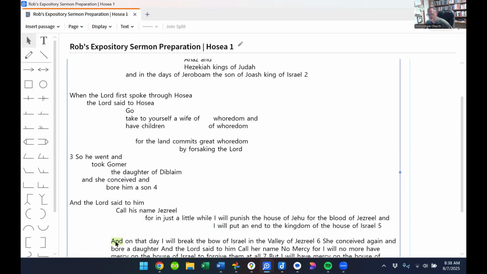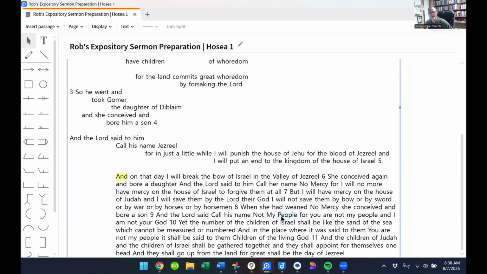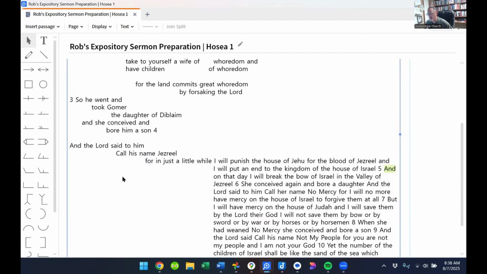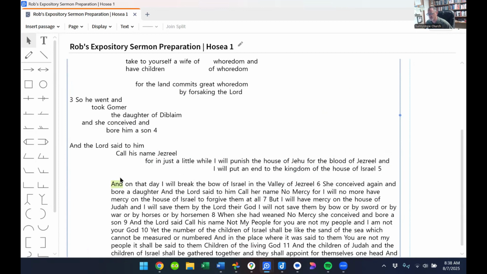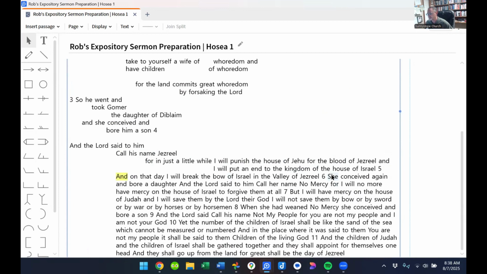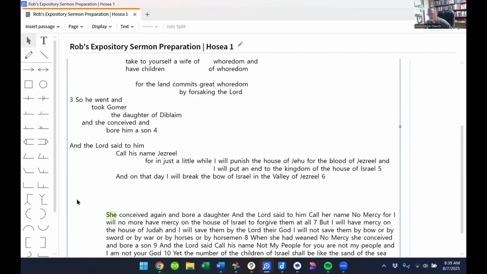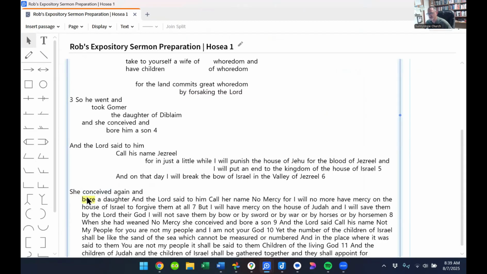We keep this still as a quote from God. And on that day, I will break the bow of Israel in the valley of Jezreel. So we'll get the idea of Jezreel there. We don't really know anything about what Jezreel is at this point, so we'll make a note that we're going to come back to that. We want to figure out what this whole Jezreel thing is about. Okay, conceived again, conceived and bore, those two things go together.